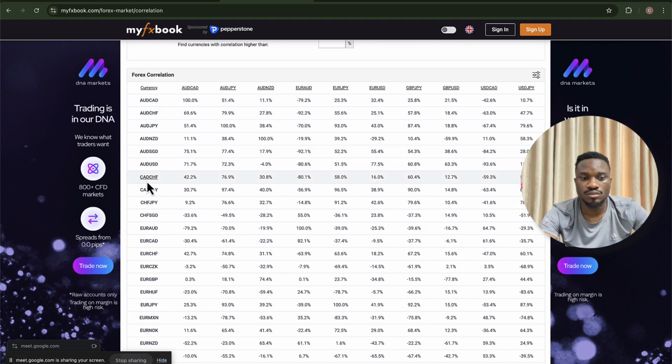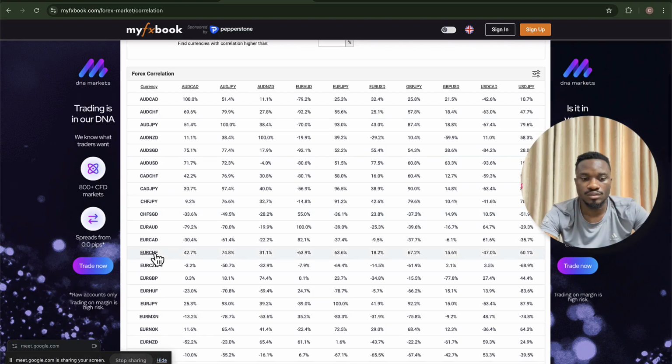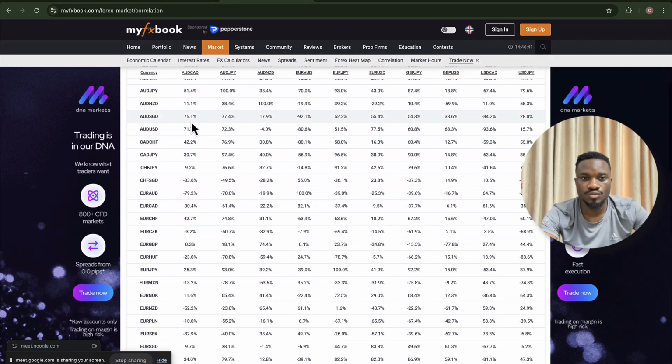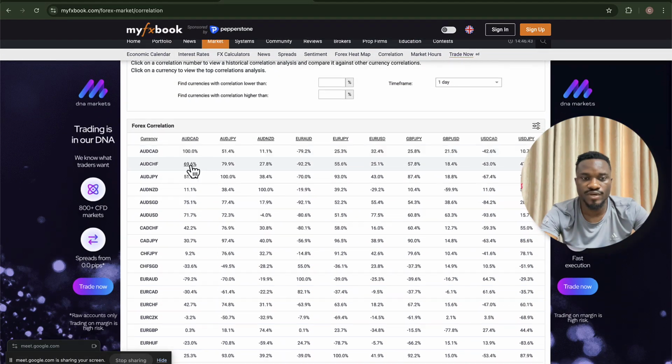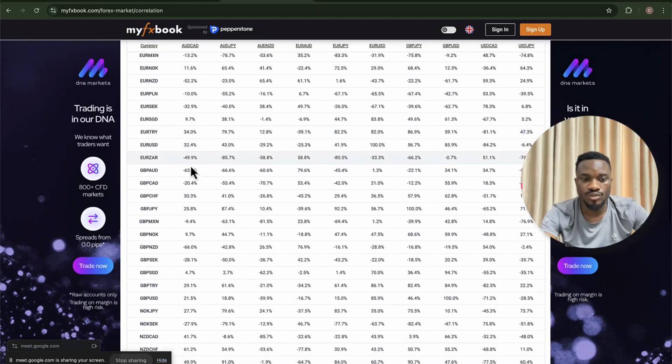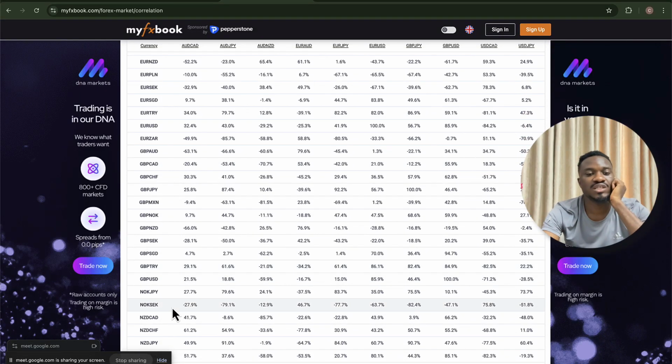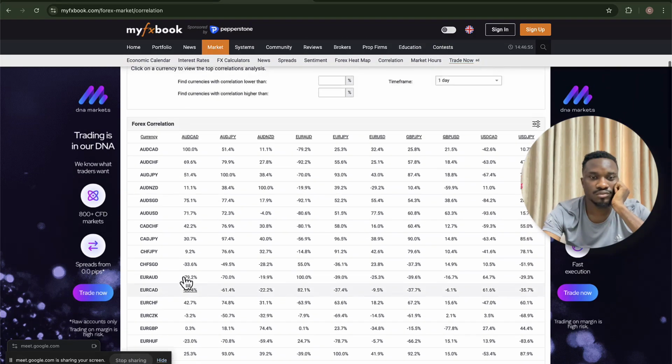AUD CAD. Let's check New Zealand. This is AUD. AUD is on the first section, the vertical. So let's combine it with New Zealand CAD. That is 41.7. You can see almost average. Almost average.